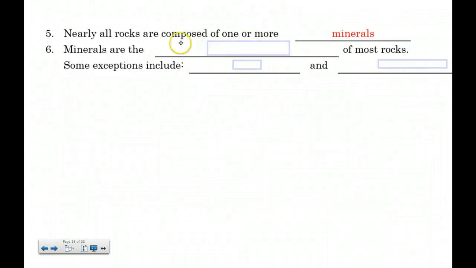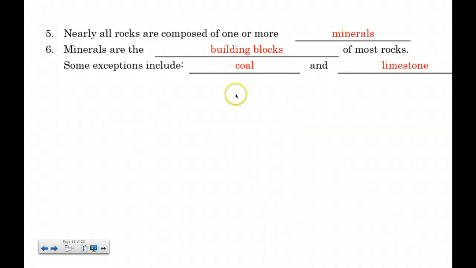Most rocks, almost all of them, are composed of one or more minerals, and minerals are the building blocks of most rocks. Some of the exceptions: coal and limestone. Now think about that for a second. We talked about coal before with Pangea, and finding this coal in Antarctica was proof that plants were once there. Why is it that coal would not be a mineral? If you think about that for a second, why would that be?